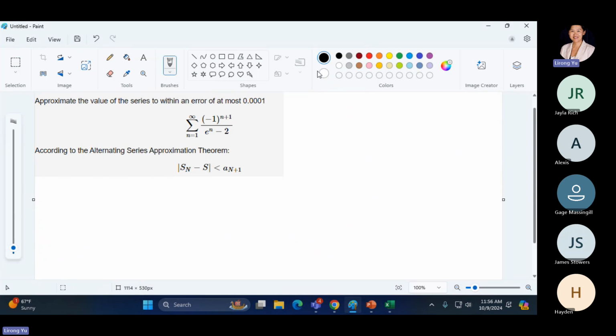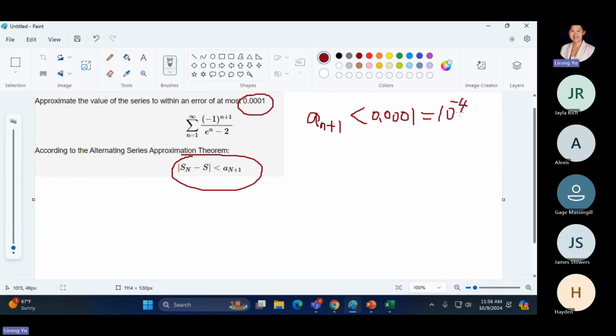Okay, so according to this equation, to identify how many numbers we are supposed to add, we want to make sure that a_(n+1) has to be less than 0.0001, which is essentially 10 to the negative 4 power. So what's a_(n+1)? You want to identify a_n. So a_n is equal to 1 over, ignoring the sign, e to the power n minus 2. So a_(n+1) is 1 over e to the power n plus 1 minus 2. We want this to be less than 10 to the negative 4 power.